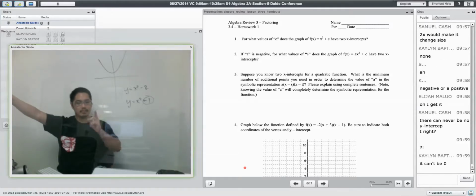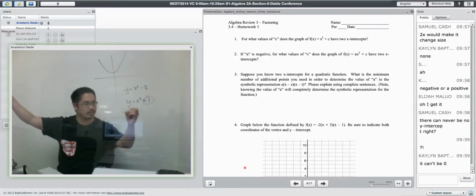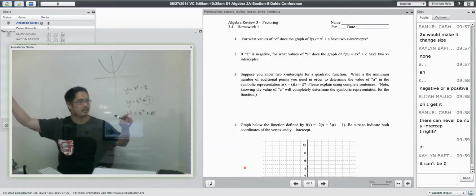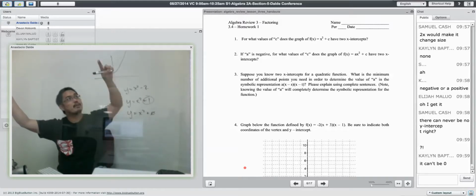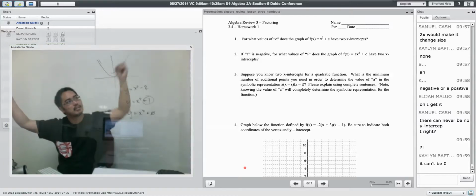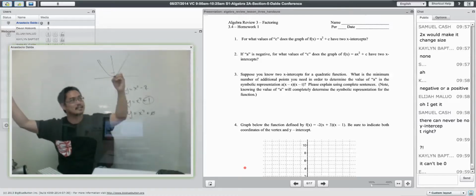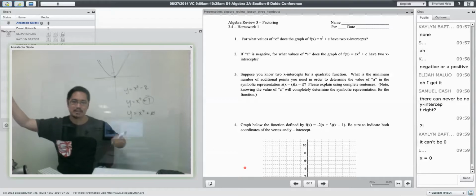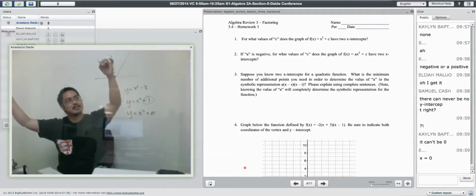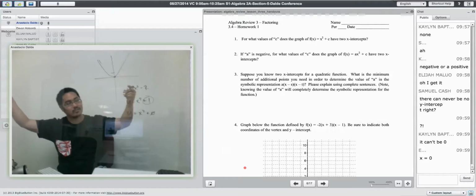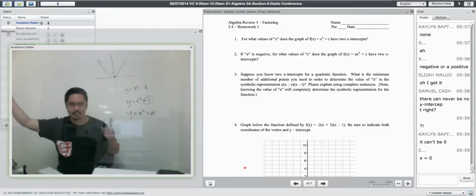No. Actually, Kaylin, you're onto something. If I plug in y equals x squared plus 0, or minus 0, it's the same thing, or just y equals x squared, that gives me a parabola that crosses right here. It kisses the x-axis. Exactly. Which basically tells me how many times does it cross the x-axis? Well, it only touches the x-axis once. Does that make sense? Are we cool? You happy with that?